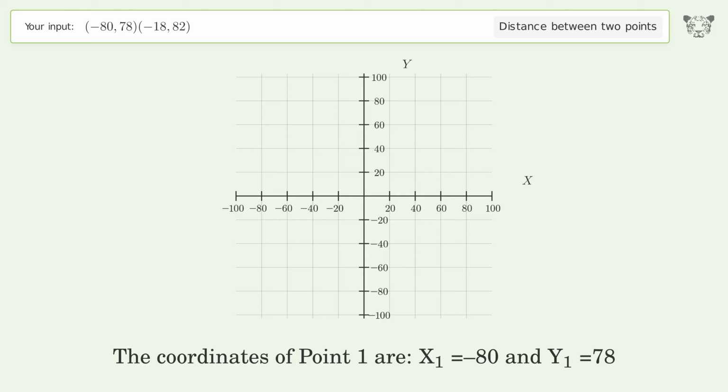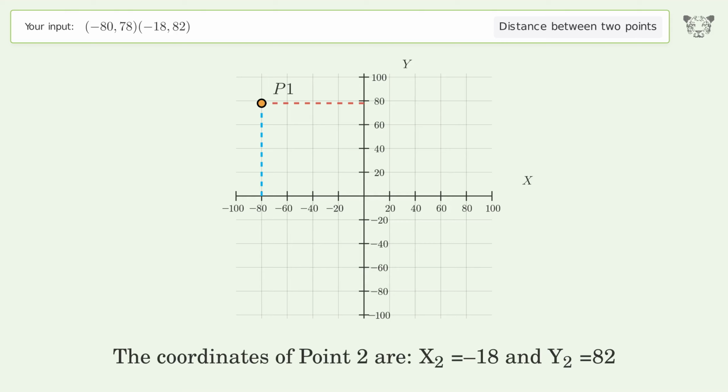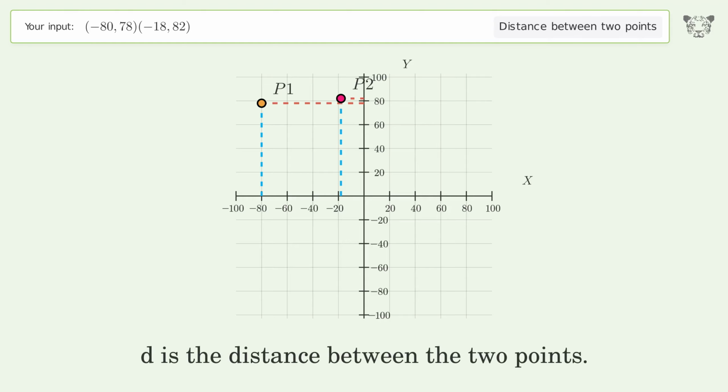The coordinates of point 1 are x1 equals -80 and y1 equals 78. The coordinates of point 2 are x2 equals -18 and y2 equals 82. D is the distance between the 2 points.